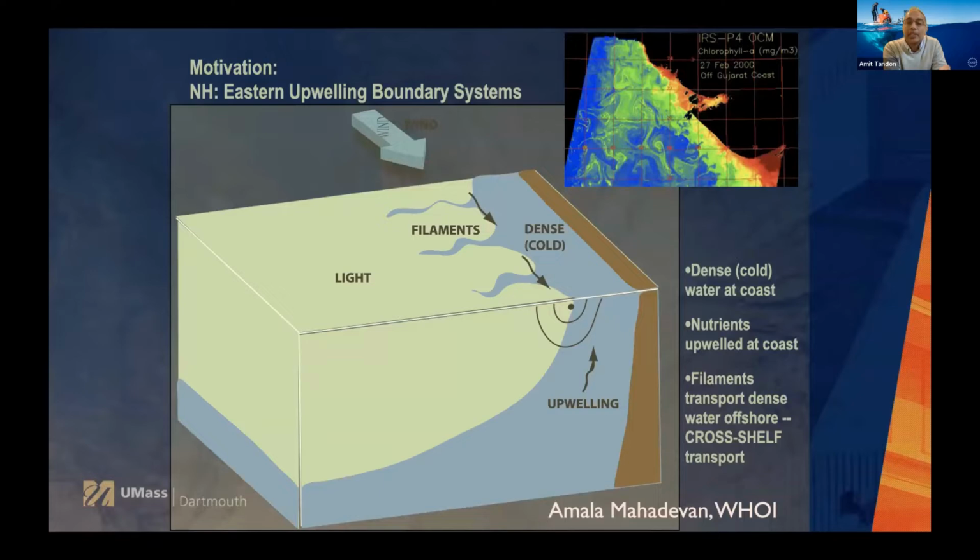And these filaments transport dense water offshore, leading to important cross-shelf transport. So if you're interested in cross-shelf transport of nutrients and many other tracers like that, then this kind of system is very important again for upwelling systems.